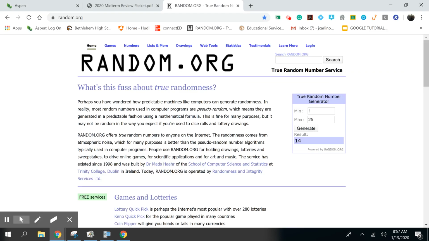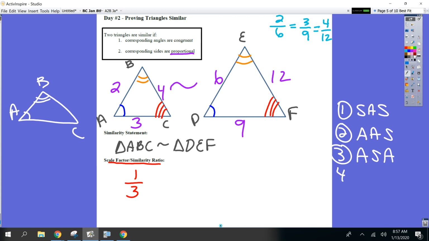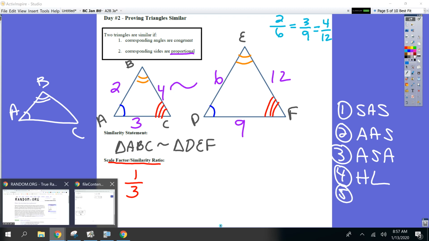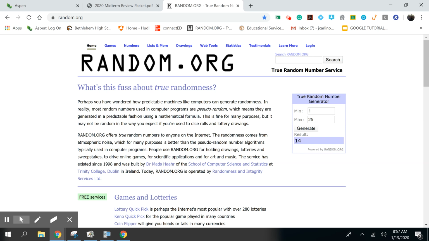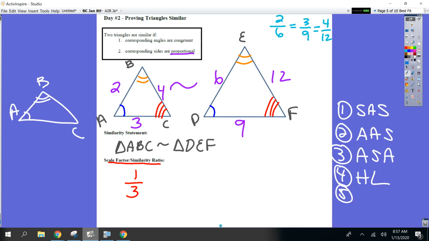Another method. 14. Whoa, boss. But I have to be using what type of triangle in the proof? Right triangle. What's the H stand for? L? Good. And the missing one, which I'm proud of you guys, nobody said right off the bat. 14. There it is. There are your 5 methods. All good? Similar triangles?